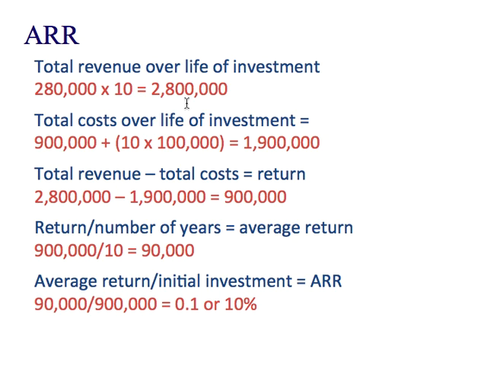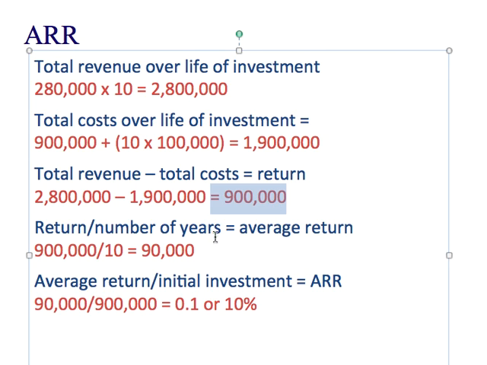Then we take the total revenue minus the total costs, and we end up with the return that you're going to get over the life of the project, $900,000. But remember that this investment appraisal method is called average rate of return, not just return. So we've got to find out the average rate of return. This is over the life of the project, so we need to divide it by the number of years that you're actually going to have your investment, your fixed asset. So it's 10, so we get 90, that's the average return.